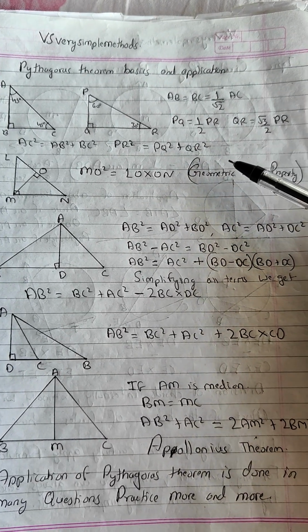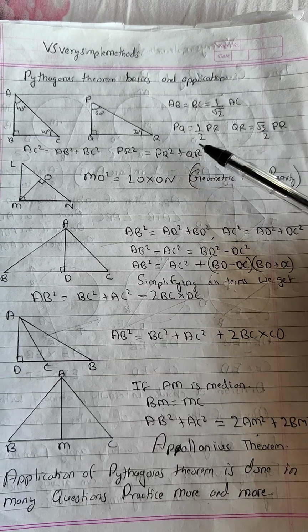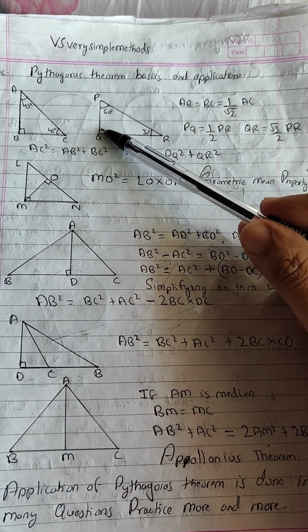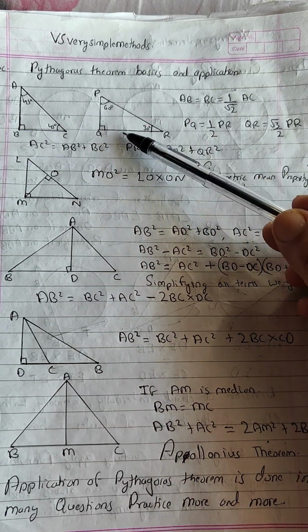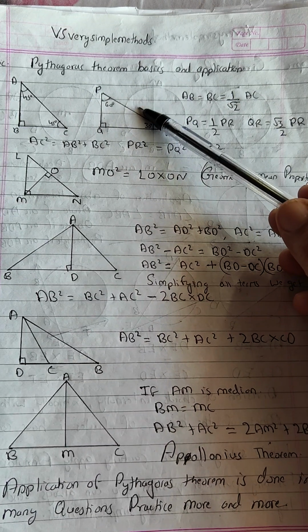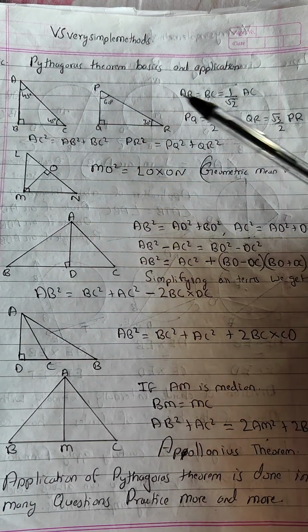Similarly, in a 30 60 90 triangle we have PQ equal to half of PR. The side opposite to 30 is half of PR. It means that if PR is 12, this will be 6. If PR is 14, this will be 7.